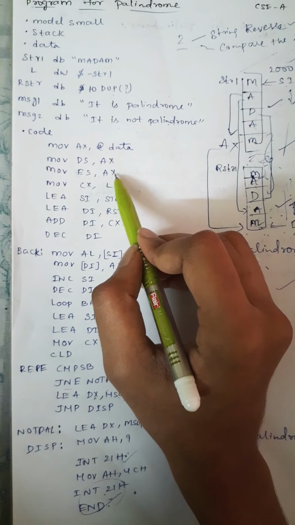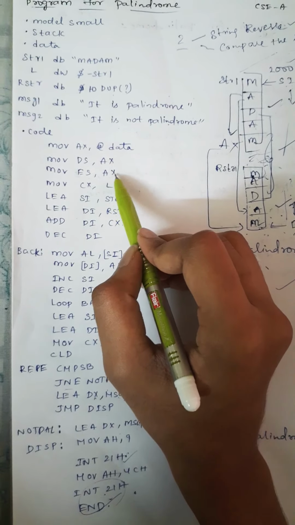Now first we have to reverse the string. So first move SI: the content or data in SI is moved into the AL register, and from AL it is moved into the DI. Here M is moved into the AL register, and from AL it is moved into the DI register.